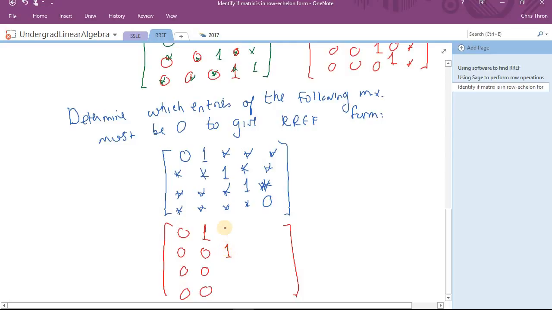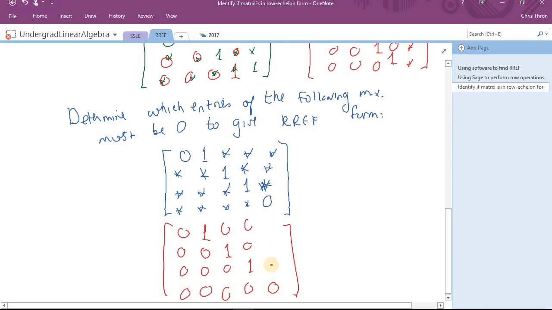Right, now I've got a 1 here. This is a pivot column, so all of these have to be zeros. Okay. Now this one's also a pivot column. All of these have to be zeros. What about this one? Well, I have a 0 here. This one has no leading entries at all. These are all zeros. Okay.